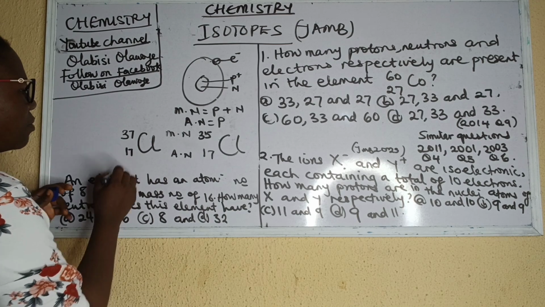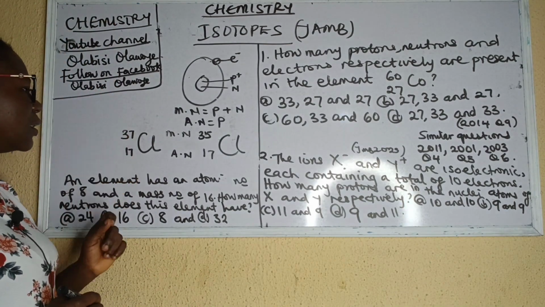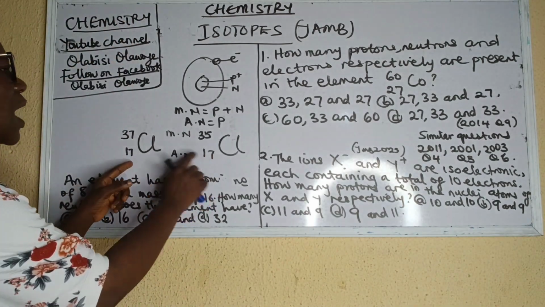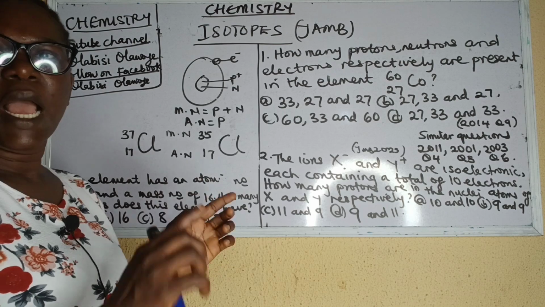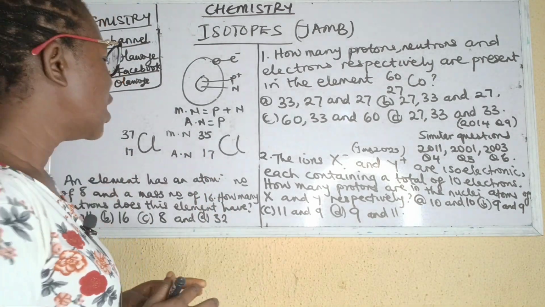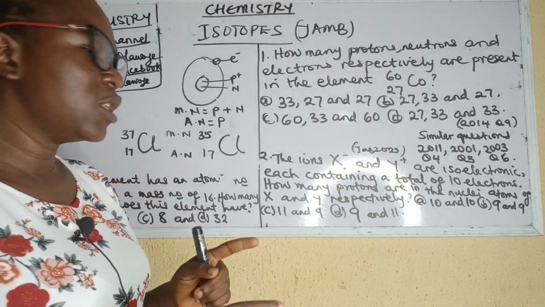Where you have the same atomic number. Chlorine 37 here, 37 is the mass number, while the atomic number is still 17. So in any isotope, the atomic number stays intact, while the mass number always differs. So in this case, the atomic number is 17, meaning that the number of protons is also 17.